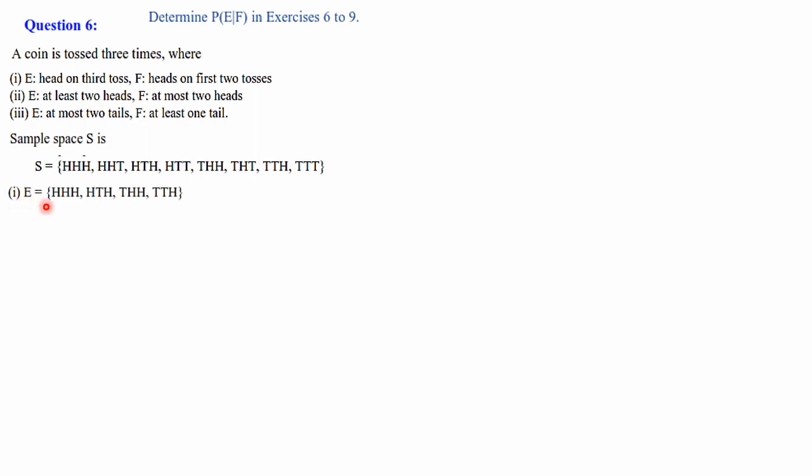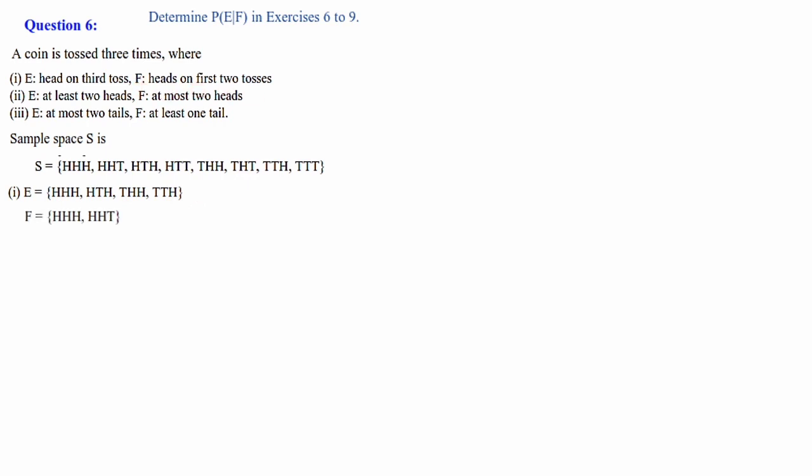First one, E. E is head on third toss. So you have to see all the third elements, that is here H. Head on the third toss, that means here H is there, and HTH will come, and again here third toss head is there, and again here third toss head is there. So these are 4 elements.